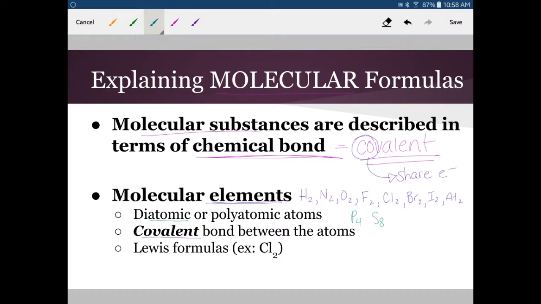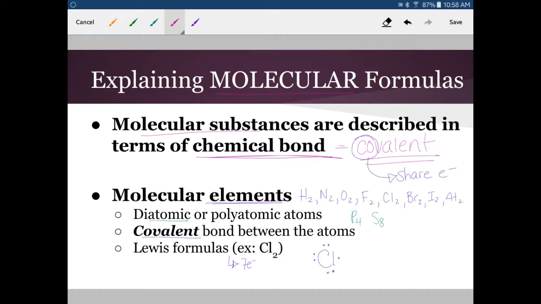So if we think about our Lewis structures, we no longer have a Lewis structure that looks like this. I'm going to give you the example of chlorine. We know that chlorine has 7 valence electrons if I look at my periodic table. Because it is chlorine gas, I should count properly: 1, 2, 3, 4, 5, 6, 7. So we have 7 electrons.